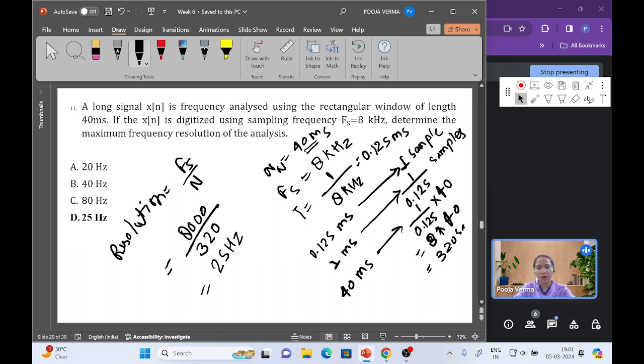So here a long signal x of n is frequency analyzed using a rectangular window of length 40 milliseconds. Then in order to find the maximum frequency resolution, this is what you get, in hertz.